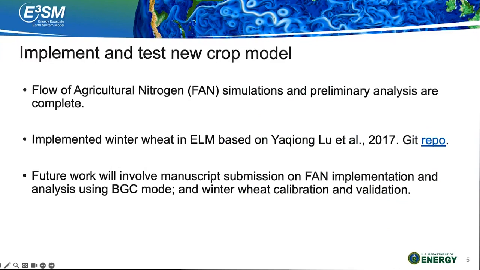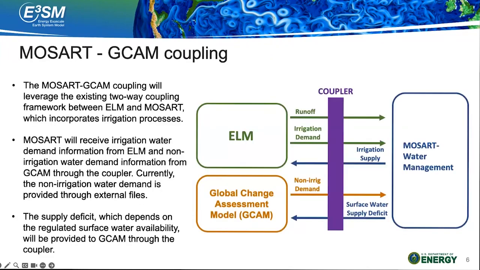In terms of the MOSART GCAM coupling, so this is the river and human system coupling, there is already a two-way coupling between ELM and MOSART through the irrigation capability, where ELM can provide irrigation demand to MOSART, which then provides an irrigation supply back to ELM. That's being expanded now to include the GCAM component, where non-irrigation demand can also be added into that MOSART framework. And in addition to the irrigation supply, the surface water supply deficit can be passed back to GCAM, which ends up modifying its simulation of energy system development.